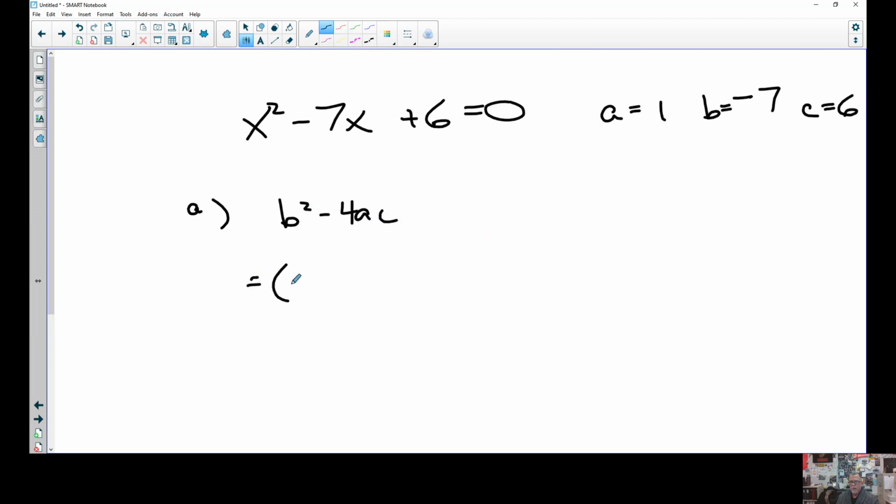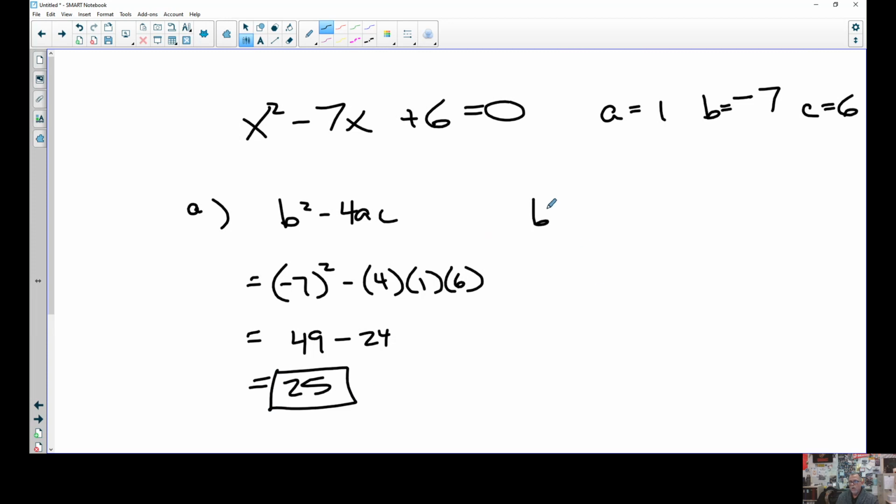That would equal b squared, which is negative 7 squared, minus 4 times a times c. This is where people mess up a lot. Negative 7 squared is not negative 49. Your calculator will tell you it is, unless you put the parentheses in here. This is positive 49 minus 24, and that gives us 25. Well, there's our discriminant. Part A is done. What does it tell us about the number and type of roots? Well, 25 is a perfect square, and it is greater than 0. So we have 2 rational roots.